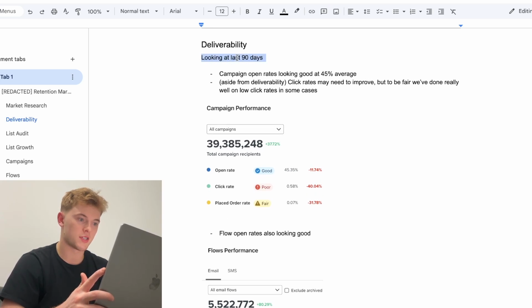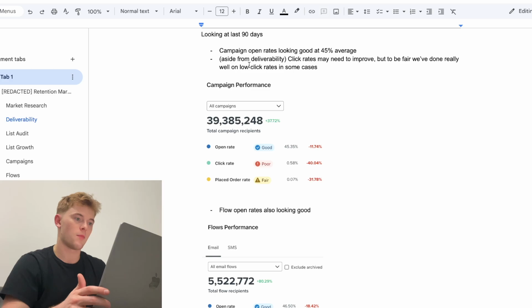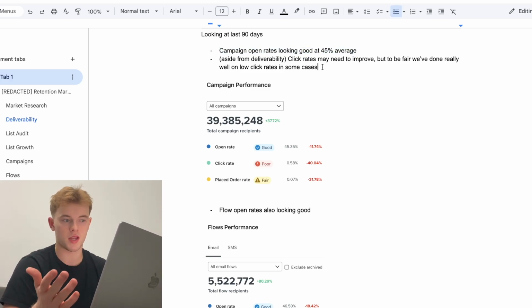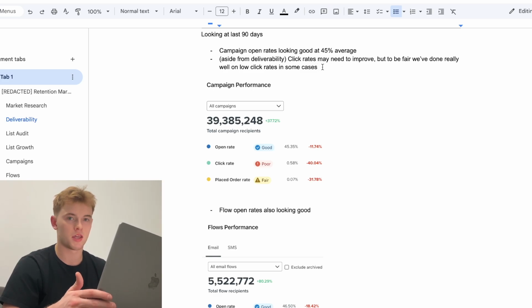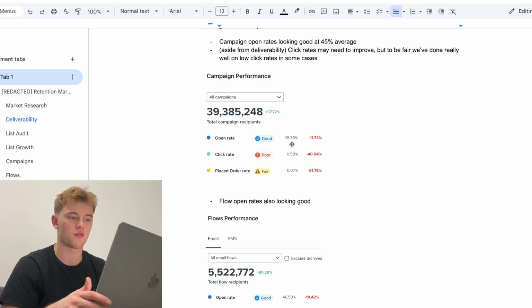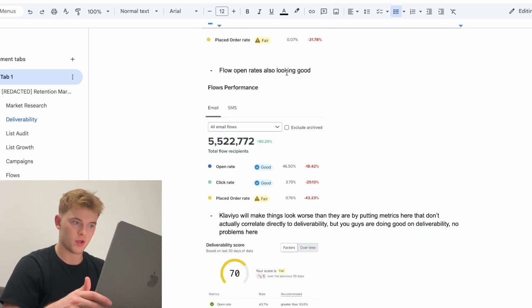So we were looking at the last 90 days here. Essentially, the campaign open rates were looking good at a 45% average. Just so you know, 40% is our baseline KPI, key performance indicator, for open rates, both campaigns and flows. Then I thought the click rates could probably improve here. They're at 0.58% right now. We like to see it at least 0.75%. If it's hanging below that, there's a lot of testing we want to run in order to improve it. And flow open rates also were looking really good, so all good here.